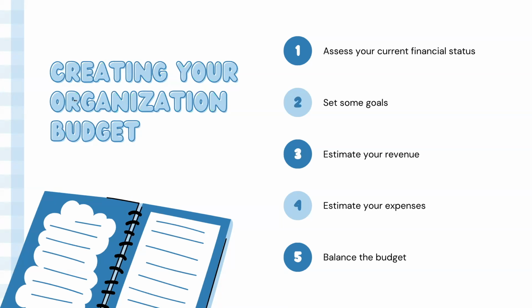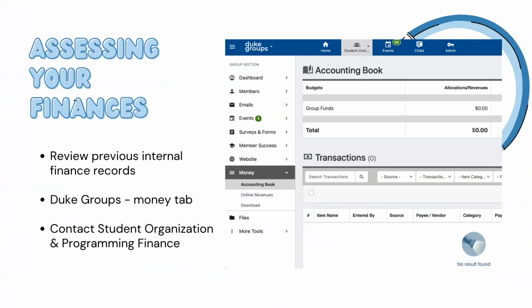Here's an example of how to assess your current financial status. Some ways that you can do that: you can review previous internal financial records. So if your group already keeps an Excel spreadsheet or Google Sheets, or however you're managing your money, if you already have those records in some sort of internal document that you pass down from exec to exec, that's a great place to check your records. If you all keep receipts or past transactions, it's a great thing to take a look at those. The second place that you can take a look is on Duke Groups in what we call the Money tab.